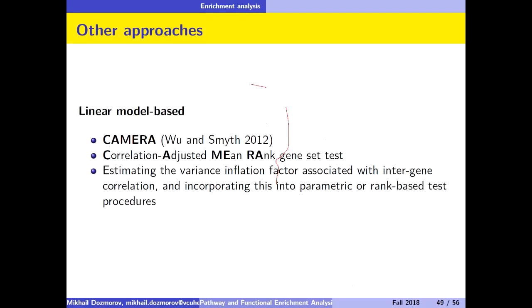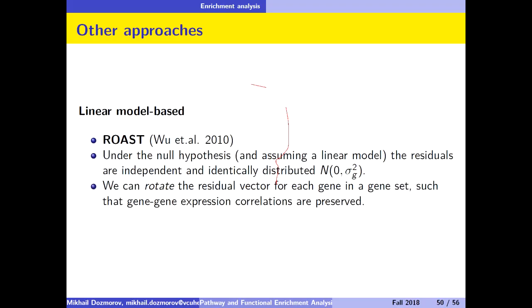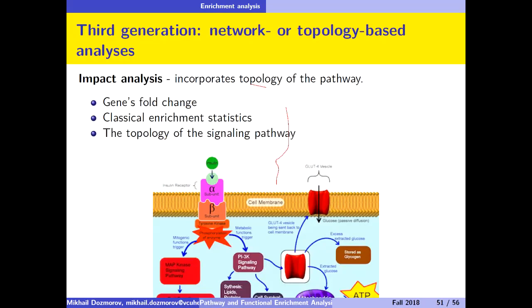There are other methods to perform functional enrichment analysis, which include linear model-based methods like CAMERA, correlation-adjusted mean-rank gene set test, and ROAST. I will just mention them because they are modifications of classical enrichment analysis in a linear model setting. I mention them simply because they are easily available in R, and they are kind of a more recent development of enrichment analysis.